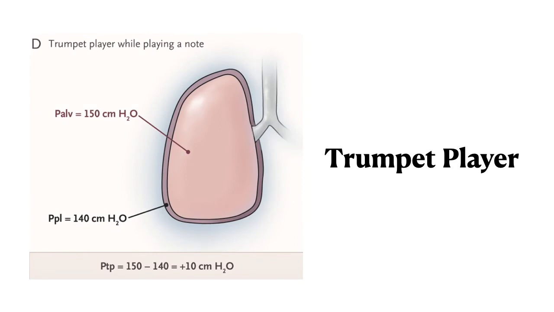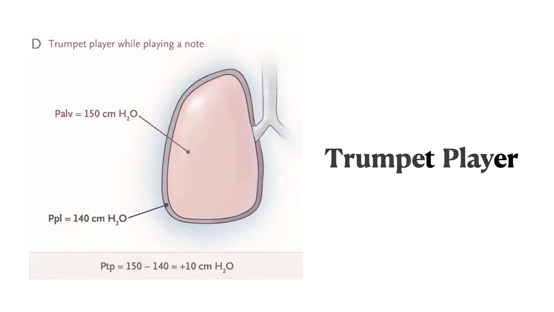Now here is a trumpet player. He's developing extremely high alveolar pressures, almost 150. But he's not developing any lung injury. That is mainly because even though the alveolar pressures are very, very high, the transpulmonary pressure remains very low, because the pleural pressure developed here is extremely positive and high. So what you see here is only 10 of transpulmonary pressure being developed.